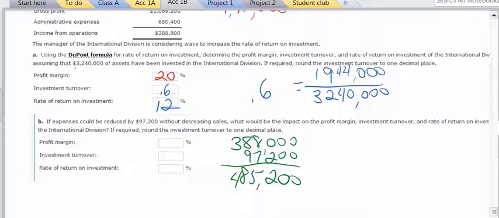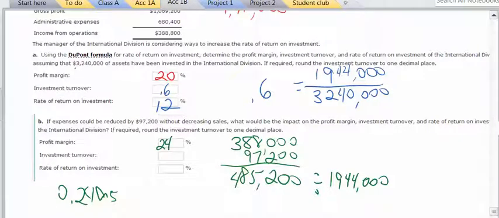Now I'm going to divide that by the sales, and my sales, remember, was 1,944,000. So 485,200 divided by 1,944,000. That takes it to 0.2495888 and so on. So I'm going to round that to a decimal place, and that would be 24.95, actually 25%.